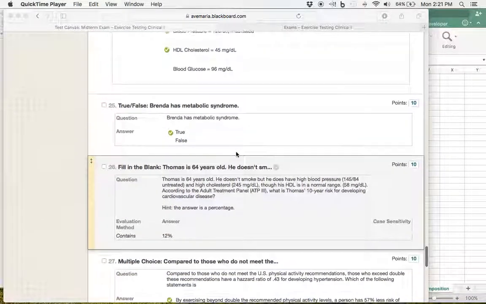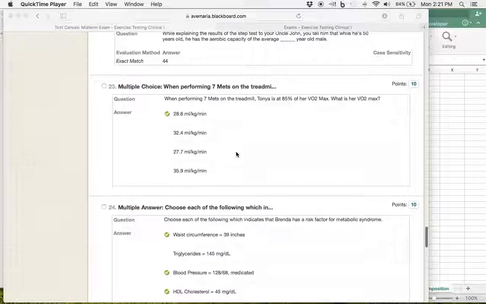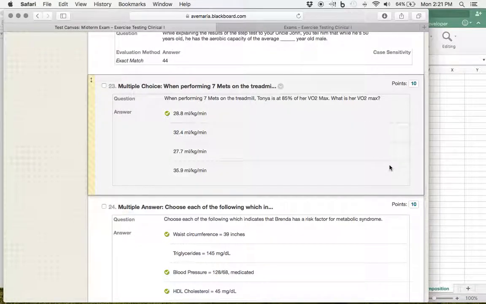All right, class, we are moving along to, where are we? Question number 23. So here we have Tanya, who is on a treadmill, presumably at, say, 6.3 miles an hour and a 1% grade. Call that 7 mets. That's her intensity, 7 mets. To her, though, that's about 85% of her total VO2 max.